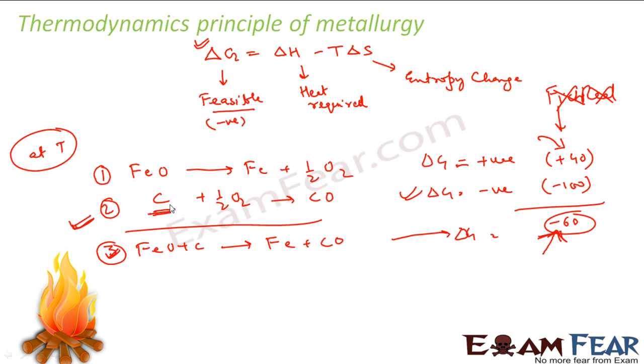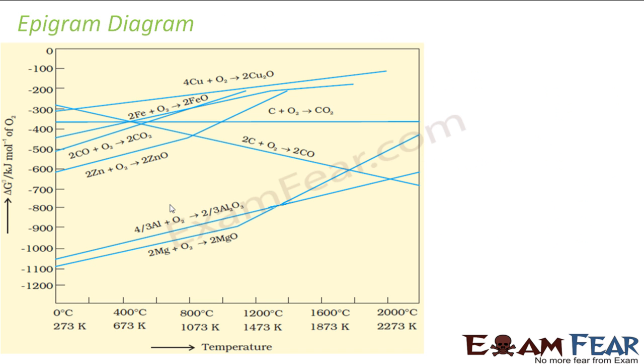To explain this further, we have something called the Ellingham diagram. This Ellingham diagram was given by H.J.T. Ellingham, and it is a graphical representation of Gibbs energy. As I told you, delta G is delta H minus T delta S, and also delta G is minus RT ln K. There are two equations.